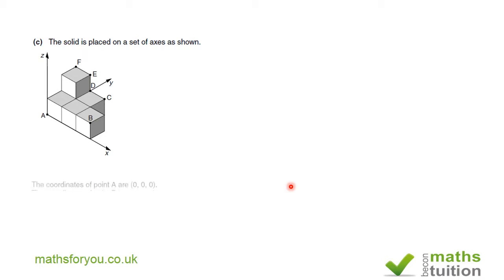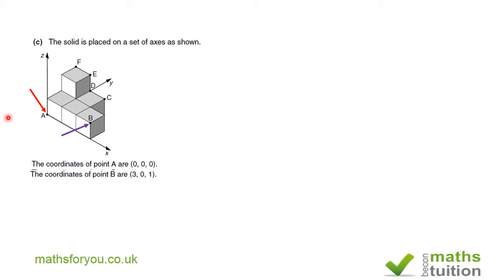Now, part C says the solid is placed on a set of axes as shown. Okay, and then it says that the coordinates of point A are 0, 0, 0. So point A is there. Okay, and then followed by the coordinates of point B are 3, 0, 1. 3, 0, 1 will give you there. So in effect, we move 3 units parallel to the x-axis, no unit parallel to the y-axis, and 1 unit parallel to the z-axis. Hence 3 x, 0 y, and 1 z. You see what I mean there? So that's the point 3, 0, 1 there. Okay, right.